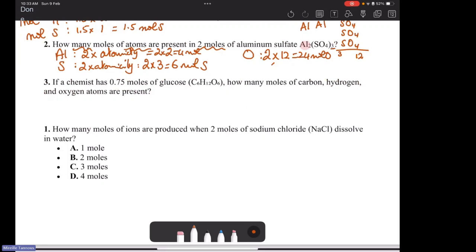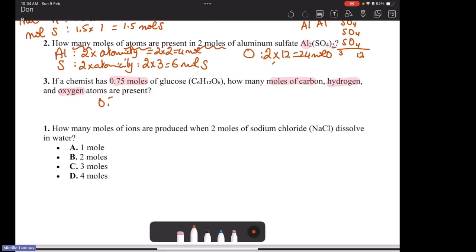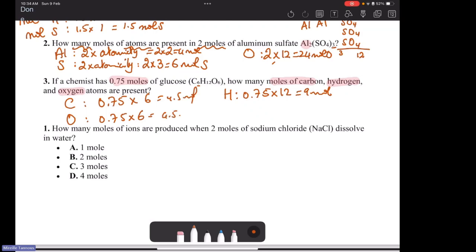Again, a chemist has 0.75 moles of glucose. How many moles of carbon, hydrogen, and oxygen atoms? I take this 0.75 and multiply it by the atomicity. For carbon, it is 6. Same thing for oxygen, times 6. For hydrogen, it is times the atomicity of hydrogen, which is 12. So 9 moles of hydrogen, and for the others, each one is 4.5 moles.